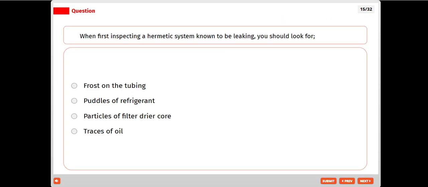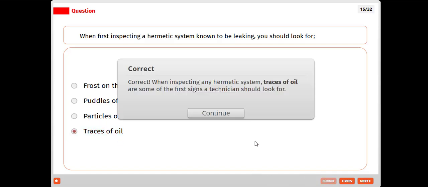When first inspecting a hermetic system known to be leaking, you should look for frost on the tubing, of refrigerant, particles of filter dryer core, traces of oil.